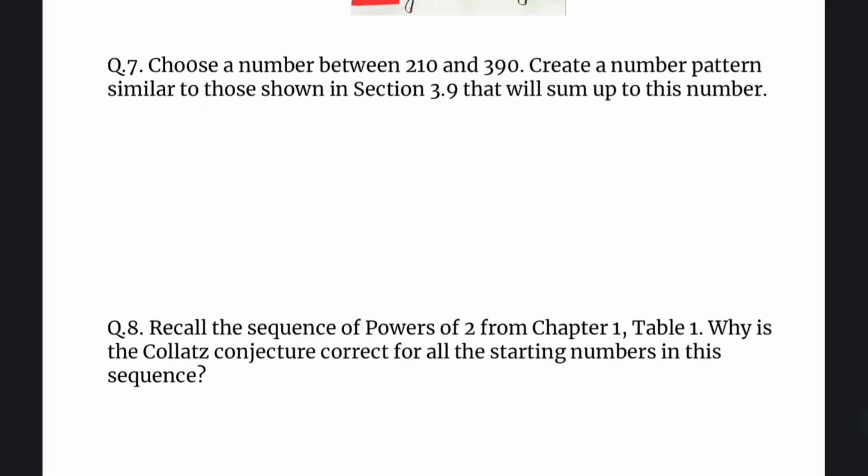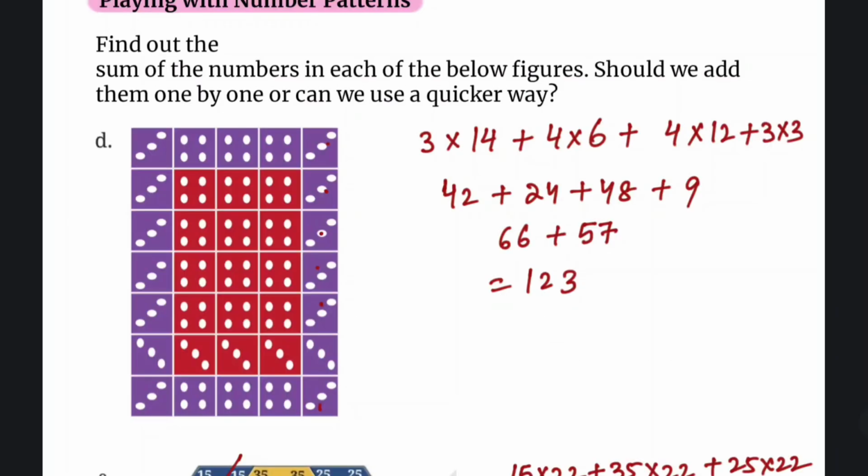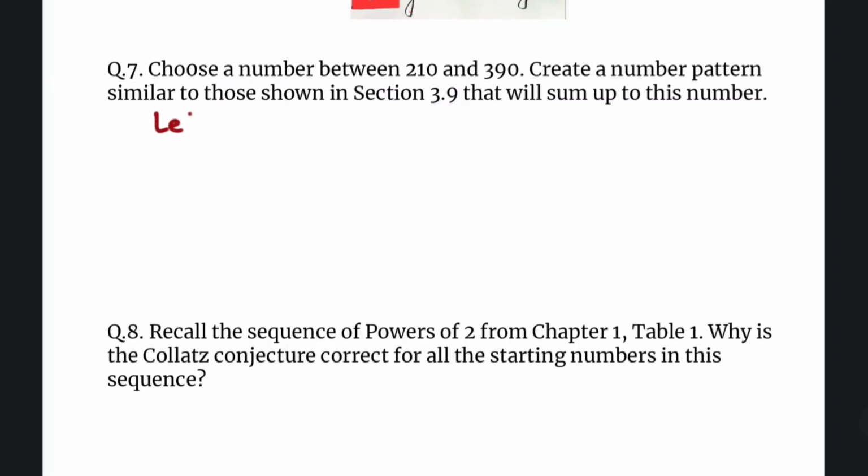Choose a number between 210 and 390. Create a number pattern similar to those shown in section 3.9 that will sum up to this number. In the previous part, we have done this, playing with number patterns. This is section 3.9. So this is how we have to arrange those numbers. So let us take the number 300. 350, let us take. So we can write down 35.